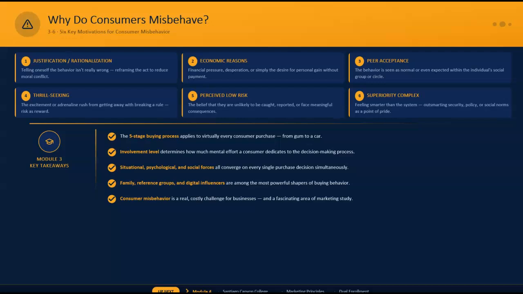The five-stage buying process applies to virtually every consumer purchase, from gum to a car. Involvement level determines how much mental effort a consumer dedicates to the decision-making process. Situational, psychological, and social forces all converge on every single purchase decision simultaneously.